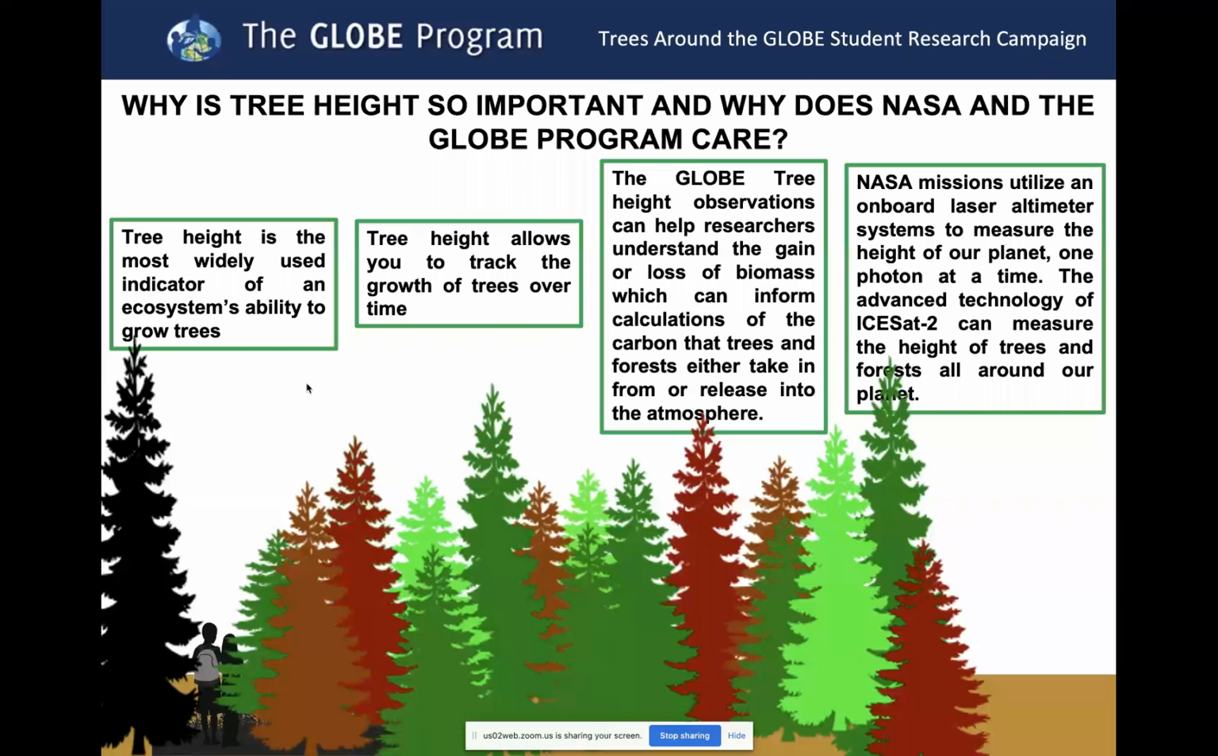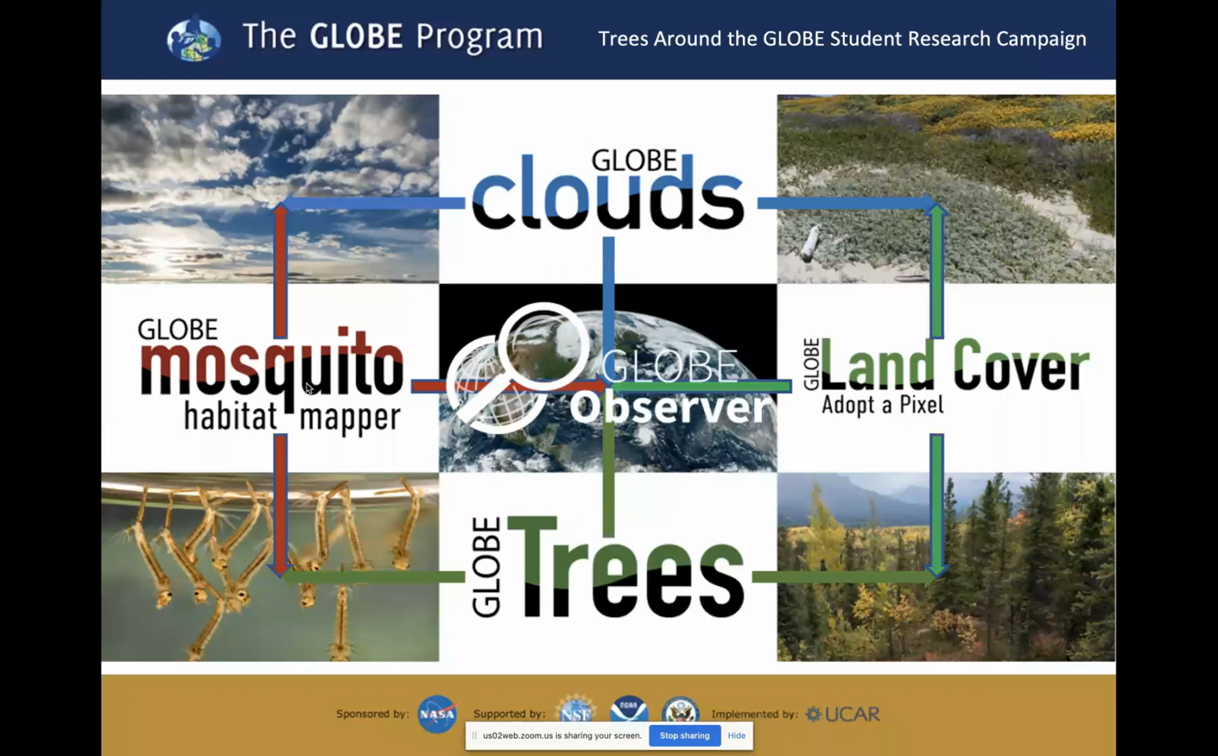I show this graph here because this is about the GLOBE Observer, the citizen science app. And what I mentioned earlier, when you're going out to take an observation, take as many observations as you can in one place at the same time. For instance, if you're using GLOBE Trees and taking a tree height, go ahead and use the same app and take a land cover observation, and then look up and take a cloud observation, and then look around and see if there's any mosquitoes. And I know there's a lot of mosquito observations coming in from the Philippines and Sri Lanka and Thailand and some from Japan. You're seeing a lot of mosquitoes there during parts of the year.